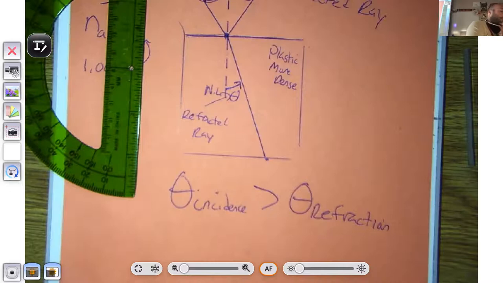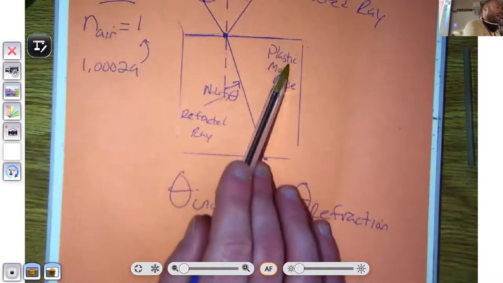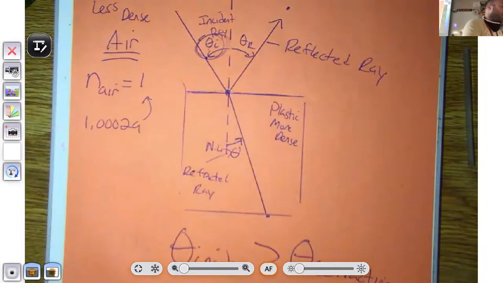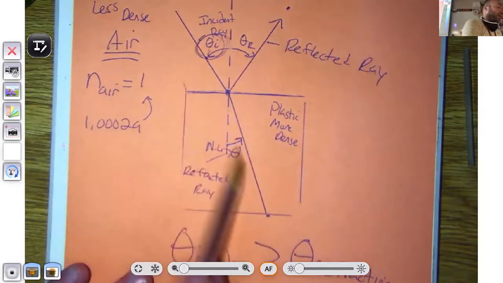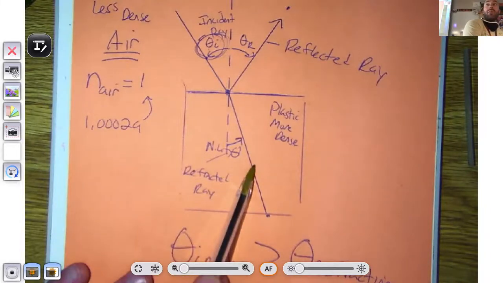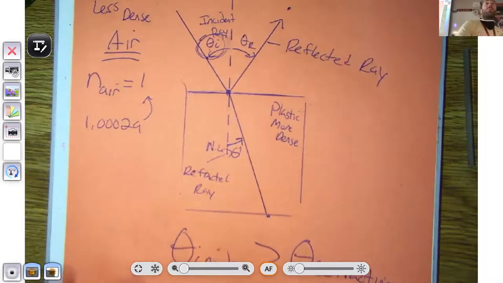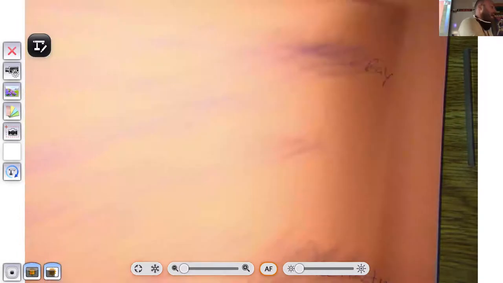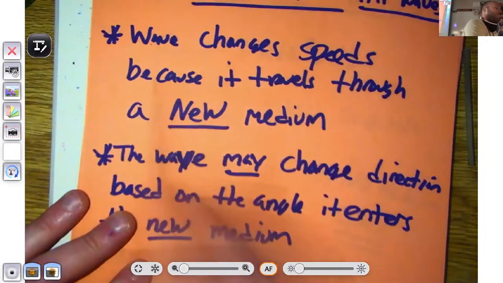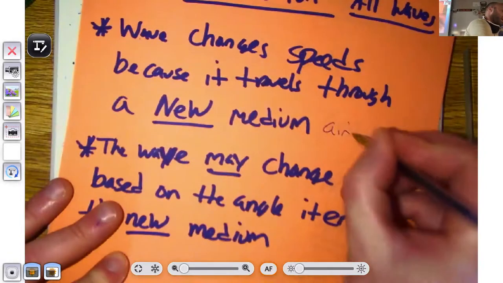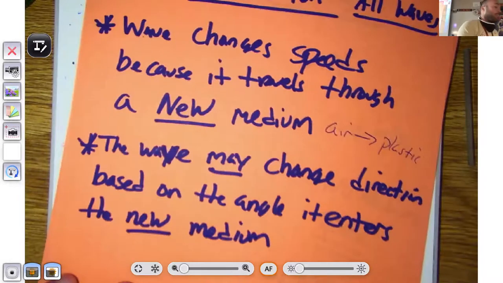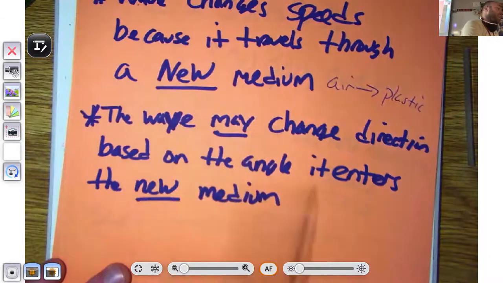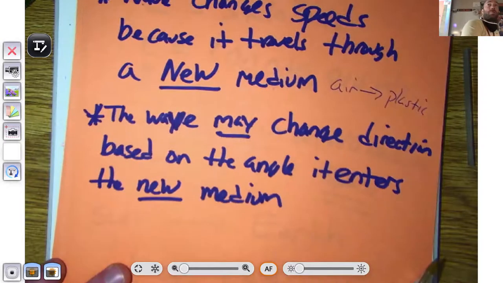Well, here's one question for you. We went from air to plastic. We went from something that was less dense to something that was more dense. What happened to the speed of the light wave when it was my incident light ray compared to the speed of my refracted light ray? It slowed down. Wait a minute. Not only did it slow down, but it appeared to have changed direction, right? Our entire definition of refraction is that the wave speed changes because it travels through a new medium. In this case, we were going from air to plastic. That always happens when you change your mediums. The speed changes. However, based on the angle at which it enters the medium, your wave may change direction.